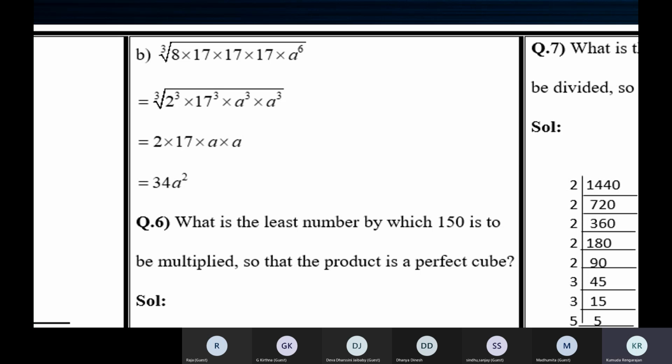But 6,400 is not a perfect cube because it ends with 2 zeros. If a number is a perfect cube, it should end with 3, 6, 9, 12 zeros. The number of zeros must be in multiples of 3. It can end with 3 zeros. If not 3, not 4 or 5, 6 zeros. If not 6, not 7, not 8, 9 zeros.